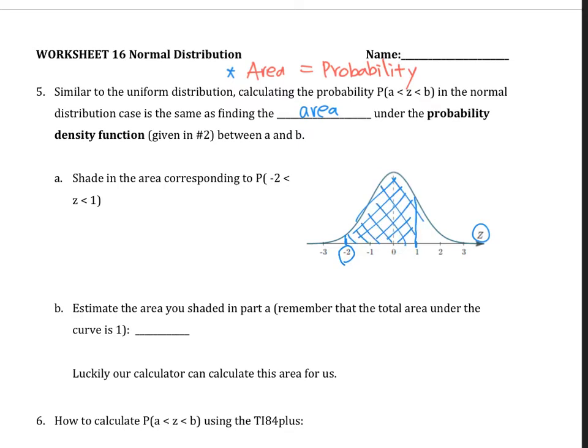Because we're talking about probability, the area of the whole thing is 100%, right? You notice this is half, so this half is 50%, this half is 50%. And part B, we're going to try to estimate the area we just shaded. So again, if this whole thing is 100%, I feel like this is more than half, maybe like 60 to 70%. So I want you to have an idea of how big this is.